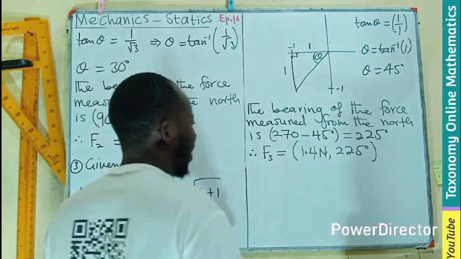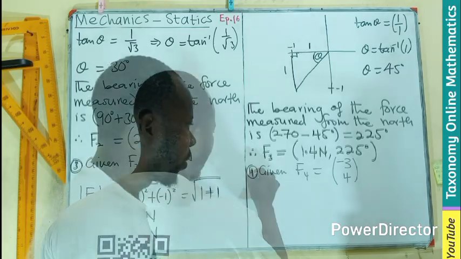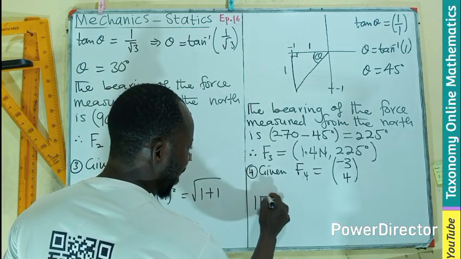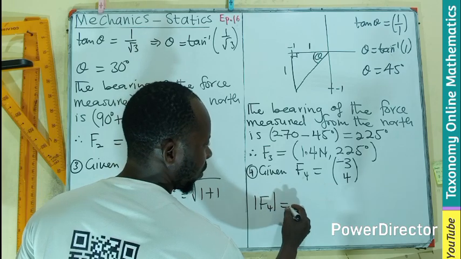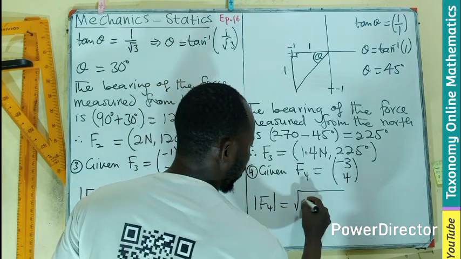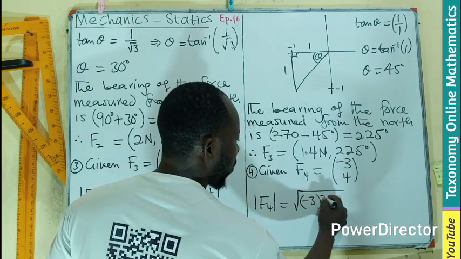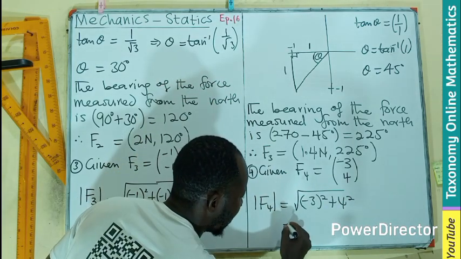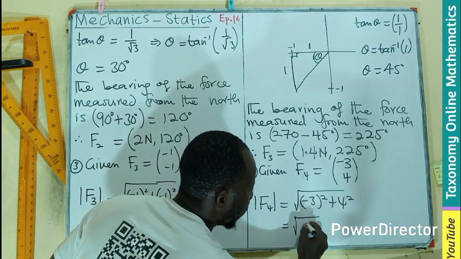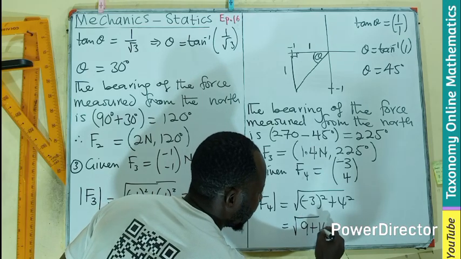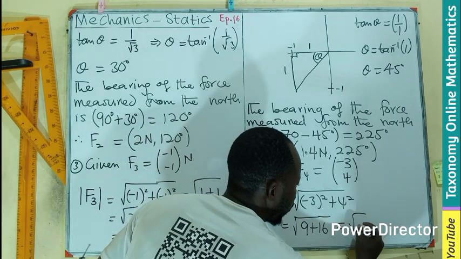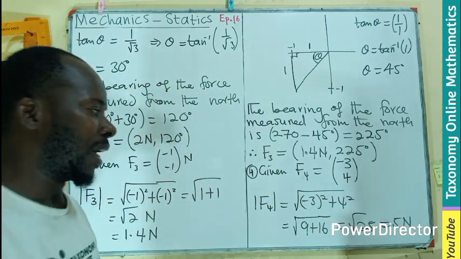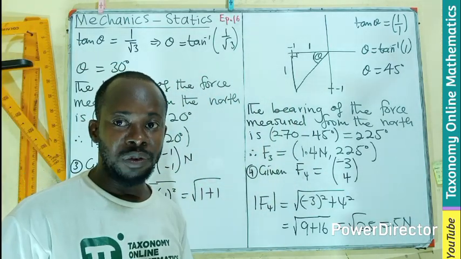Let's see the last aspect. Okay. So if we have this, fast forward, let's find the magnitude of the force 4, which will be the root of -3 all squared plus 4 squared. I should be having the root of 9 plus 16 equals root 25 equals 5 what? Newton. So our magnitude is going to be 5 Newton.